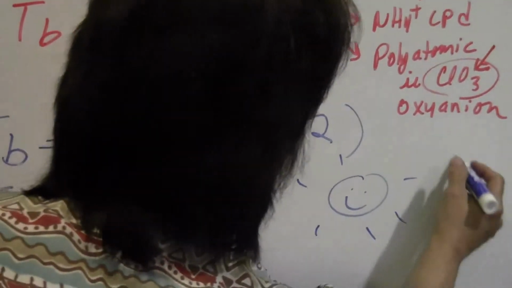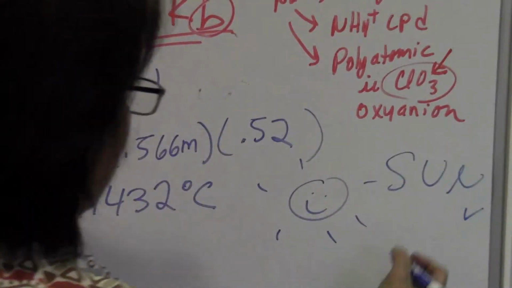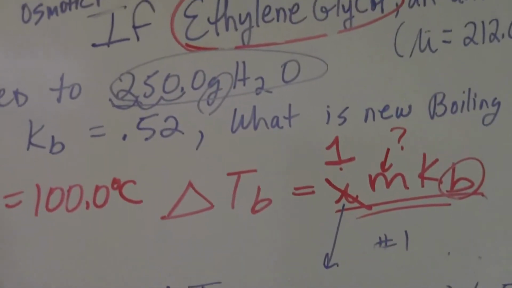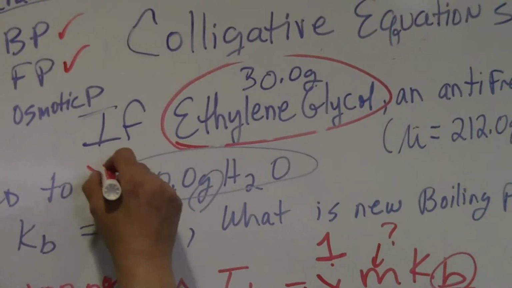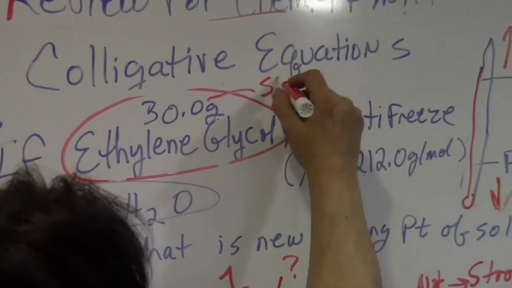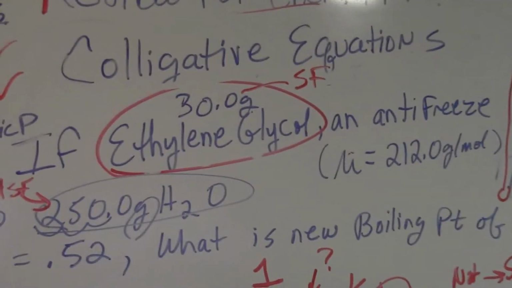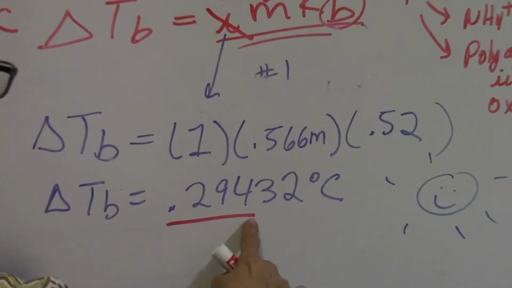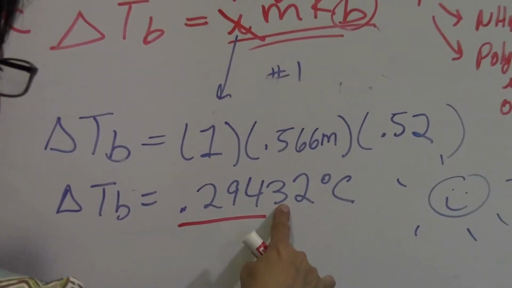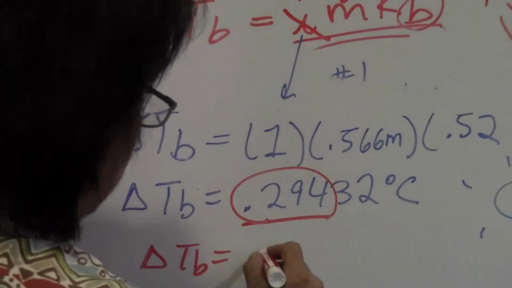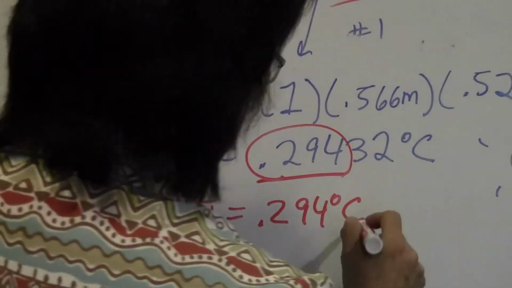Let's SUN. Significant figures, units, and number. We have number, we have units. Let's look at significant figures. Go back to the problem, always go back to the problem for significant figures. This has 4 significant figures. This has 3, and if you don't know what I'm talking about, go back and watch the first video. So we only need 3 significant figures. Since this number past the 3rd significant figure is less than and not equal to 5, that means these numbers stay. So our change in boiling point is 0.294 degrees centigrade.